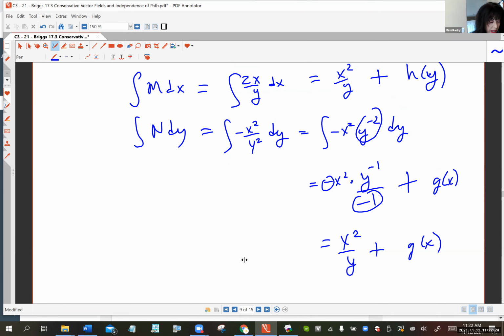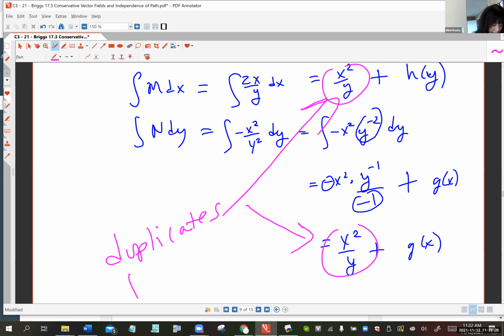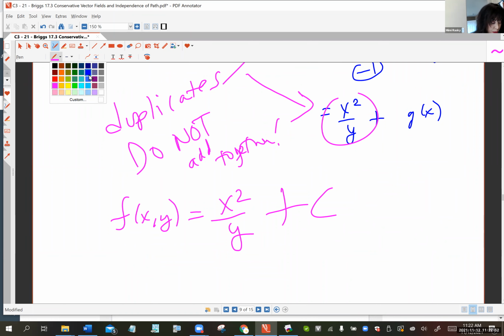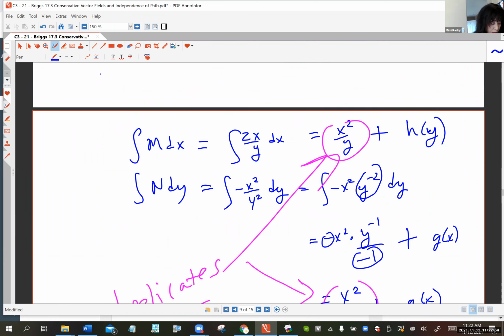Now notice both these integrations gave us x squared over y. So we have duplicates. But what did I tell you about duplicates? Do not add them together. That would be bad. Instead, your mama function, f(x,y), is take one instance of the duplicate and then plus C. So we just did step 2, congratulations, and now step 3, we're ready to go.